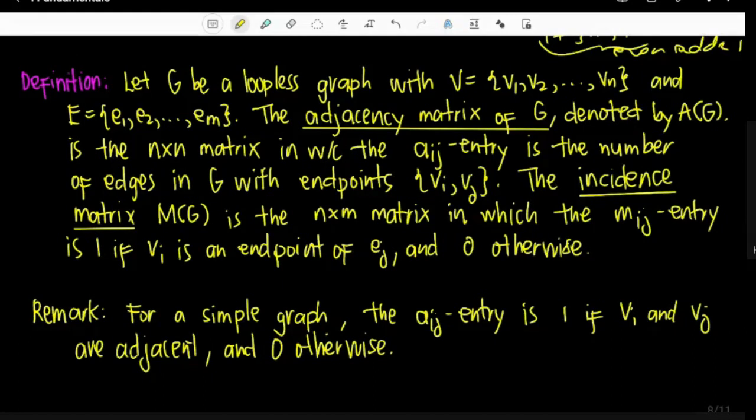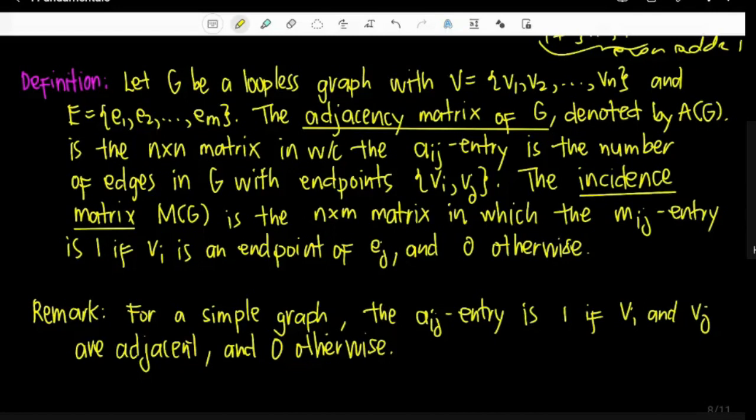Okay. How about the entry 1, 2? The entry 1, 2 means the number of edges connecting V1 and V2. So, kung they are connected by 1 edge, then the entry 1, 2 will be 1. Kung 2, 2. Kung 3, 3, and so on. If it's a simple graph, syempre either 1 or 0 lang. So, that's what an adjacency matrix is.